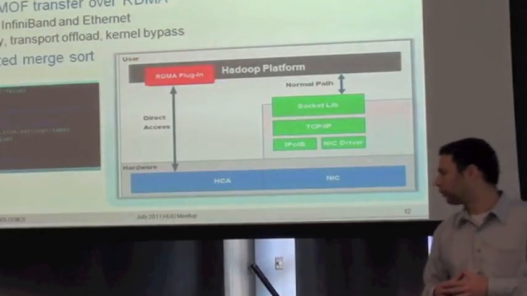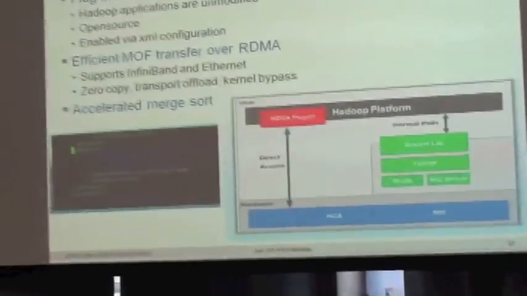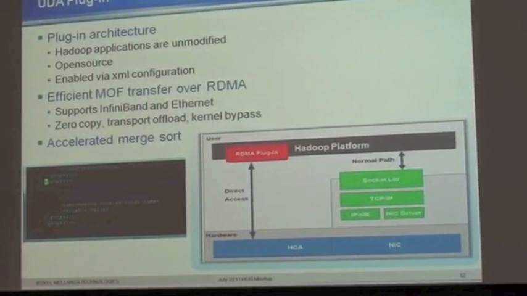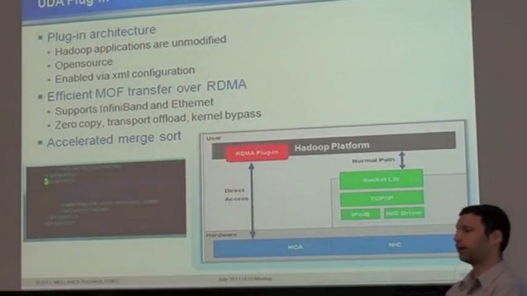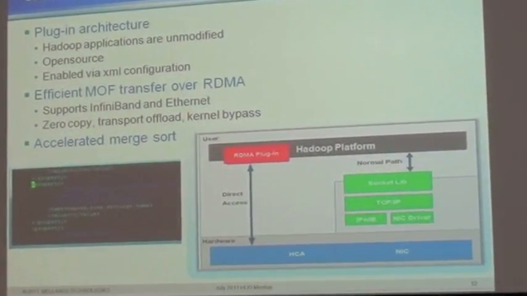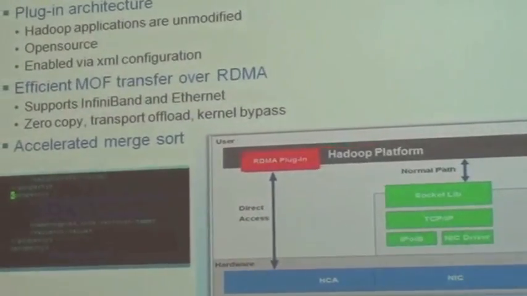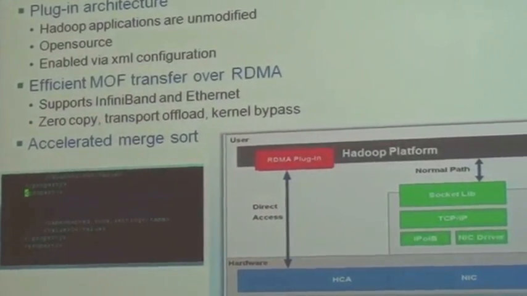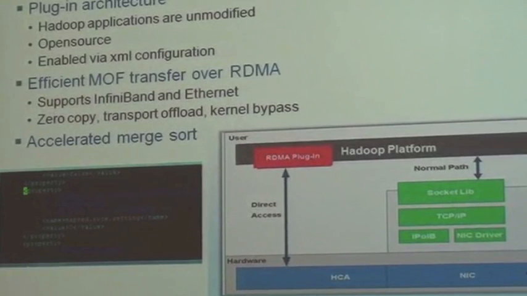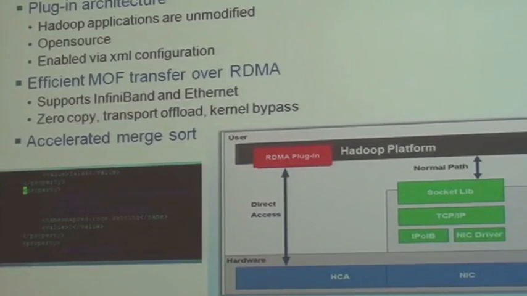So in a nutshell, we're talking about a plugin architecture. It requires absolutely no change to the existing Hadoop application. You just plug in UDA and everything runs faster. Unmodified application, open source, and basically you enable it through an XML configuration. If you want to set it, you can do it on a per-job basis or per-site basis. You just choose whether you want to run it or not based on the regular XML configuration. And obviously there are some other tuning parameters that you can choose from the XML configuration.